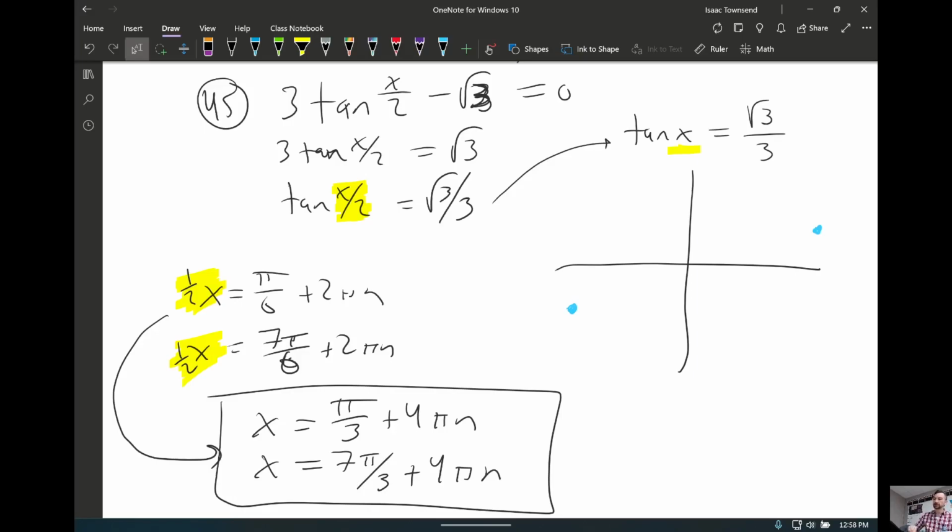And then the direction said solve, so it expects my answers to be written in this format. So it's already there. So it's really just one extra step. You just have to remember to multiply your answer by 2 since it was a 1/2 there. When it's a 3, you need to divide everything by 3. When it's a 2, you need to divide everything by 2.